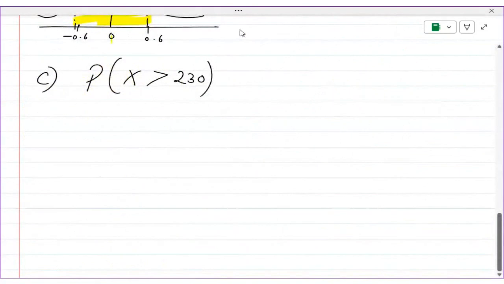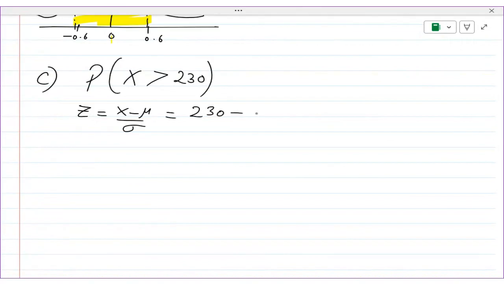Now, we cannot answer in terms of X, we can answer only in terms of Z. So first we have to convert this to the standard normal distribution using the formula (X minus mu) divided by sigma. Here we need to convert 230 in terms of Z. So 230 minus the mean, which was 200, divided by sigma, which was 15. So we got 30 upon 15, which is 2. This is the Z value of 230.